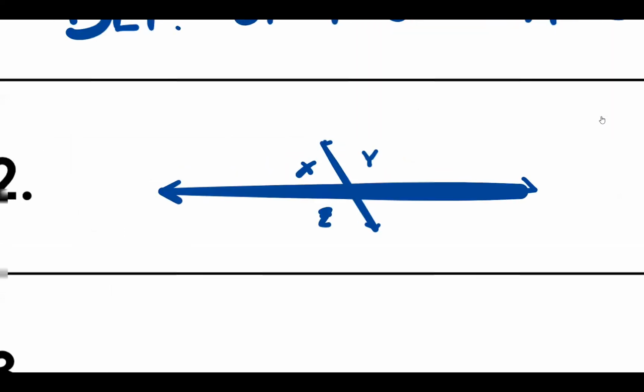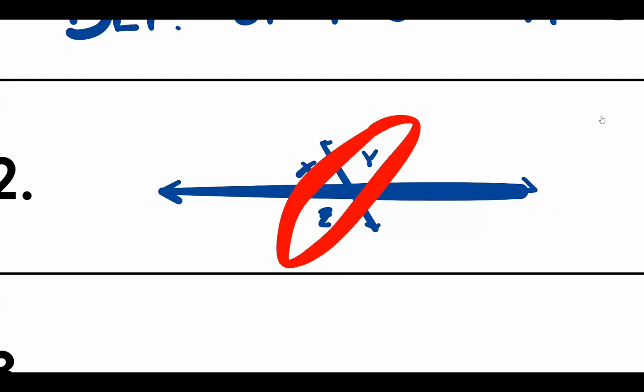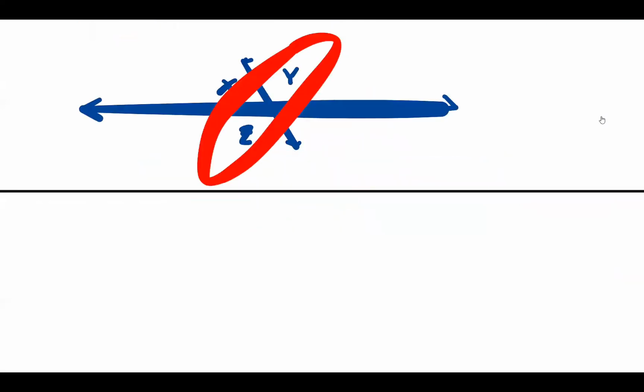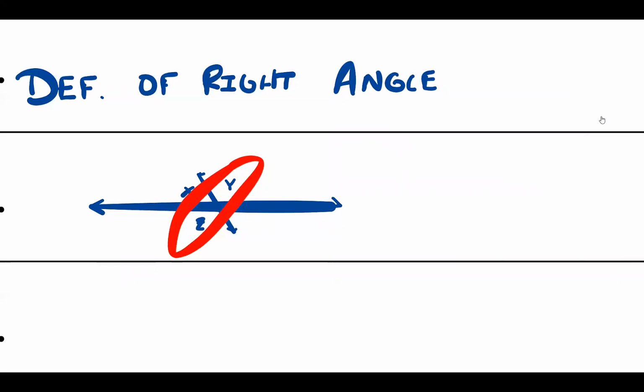So if this is a straight line, and I've got X, what kind of relationship do X and Y form? A linear pair, which is what? Supplementary, right? And then X and Z also form a what? They also form a linear pair, right? They both are supplementary to X. So because they are both supplementary to X, I can say those two are equal to one another. And we're going to go congruent supplements.